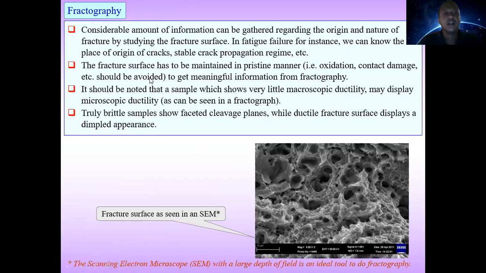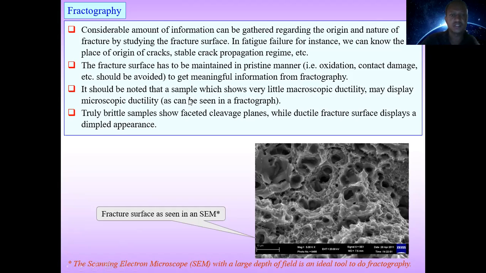Fractography. Considerable information can be gathered regarding the origin and nature of fracture by studying the fracture surface. In fatigue failure, for instance, we can know the place of origin of the crack, stable crack propagation regions, etc. The fracture surface has to be maintained in pristine condition, and oxidation, contact damage, etc. should be avoided to get meaningful information from fractography.